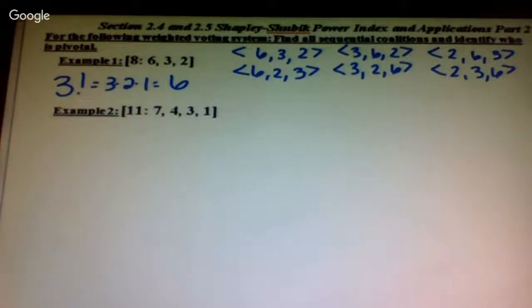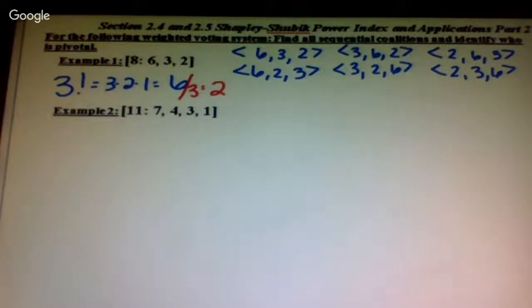Another way, and another trick I found. You have 6 total ways to do this, and I've got 3 players doing it, which means I should have 2 that start with each player. So I've got 2 that start with 6, 2 that start with 3, 2 that start with 2. I've got 3 players, which means I should have 2 that start with each one, and we're finding pivotal for each one.